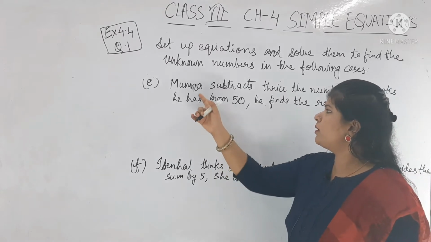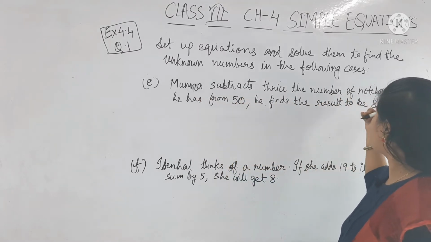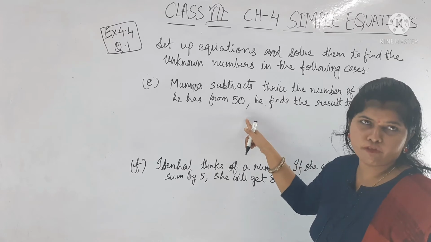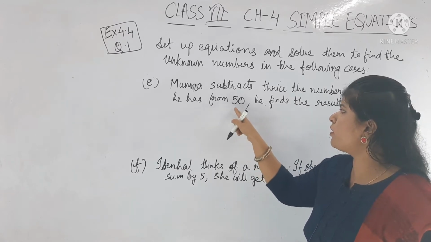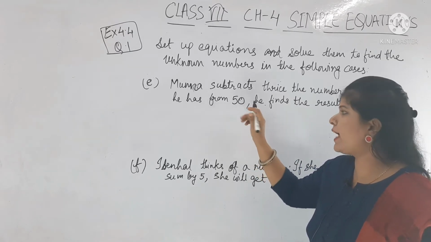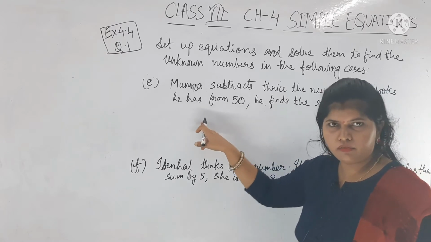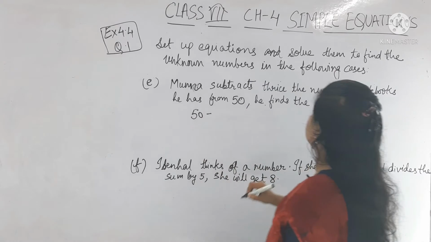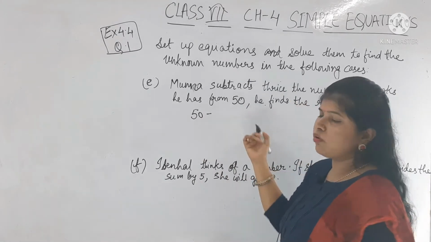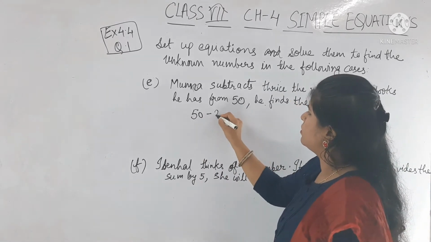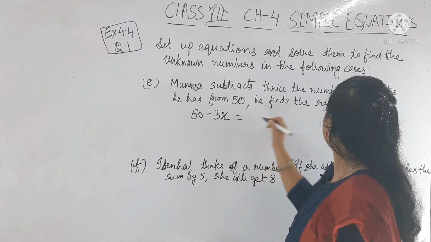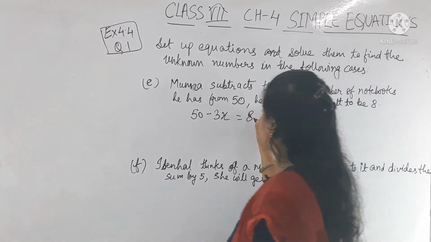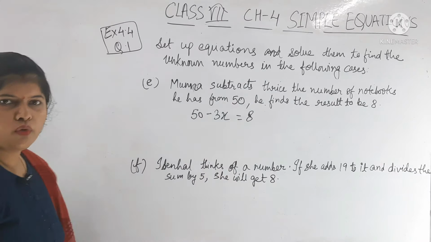Here Munna subtracts thrice the number of notebooks he has from 50. So that number will be first, that is 50 minus thrice the number. So let the number be x, thrice means 3x, equal to result will be 8. This is your equation.